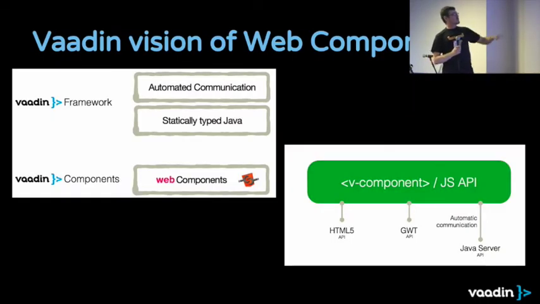The vision of Vaadin about web components. Vaadin had all the web components, the whole widget set, developed in Java with GWT. So what Vaadin is doing now is creating new web components, or a new widget set based on web components. The framework is going to continue in the same way, and you are going to type Java on the server side, and everything happens in the browser. So we support the GWT API in our web components, and we are even going to parse web components in Java on the server side. So everything is happening in the research team at Vaadin.